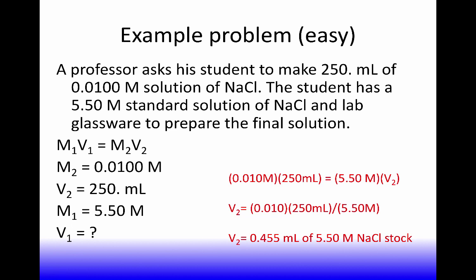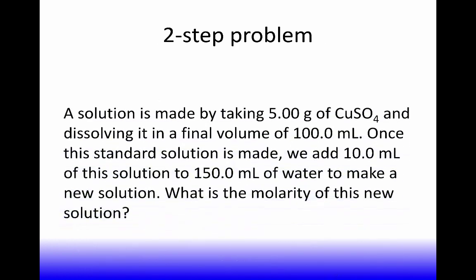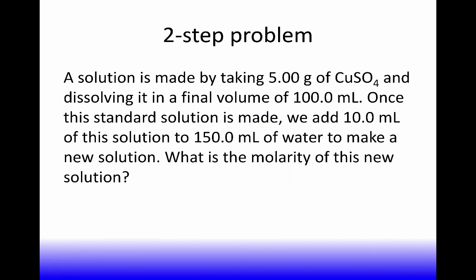Now, this is a very straightforward, simple problem. The next one is also straightforward, but you've got to learn how to read the question. It needs to be broken into two parts. So here's a two-step problem. A solution is made by taking 5 grams of copper 2 sulfate and dissolving it in a final volume of 100 mils. That's the first part.